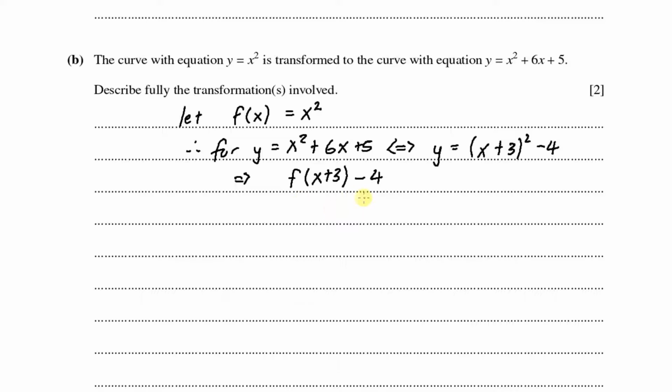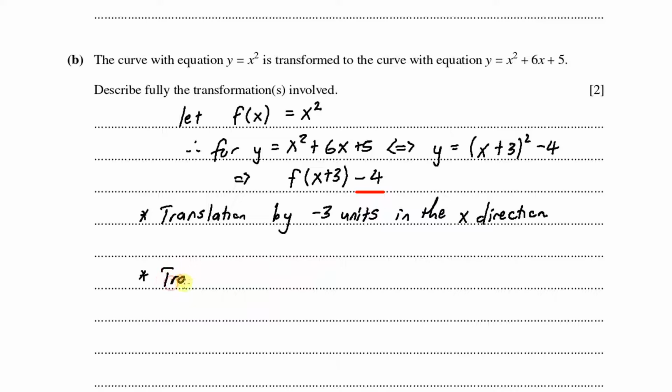So now that we have it this way, we can say this part represents a translation by minus 3 units in the x direction. And the second transformation, represented by minus 4 here, is again a translation by minus 4 units in the negative y direction. So this is what we get.